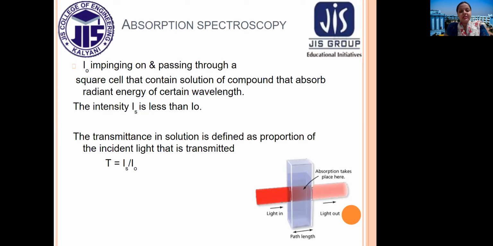The transmittance of a solution is defined as the proportion of the incident light that is transmitted. So T equals Is by I0, where Is is the intensity which is lesser than I0.